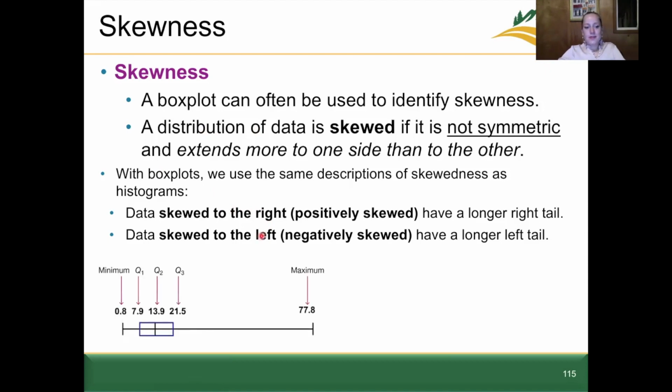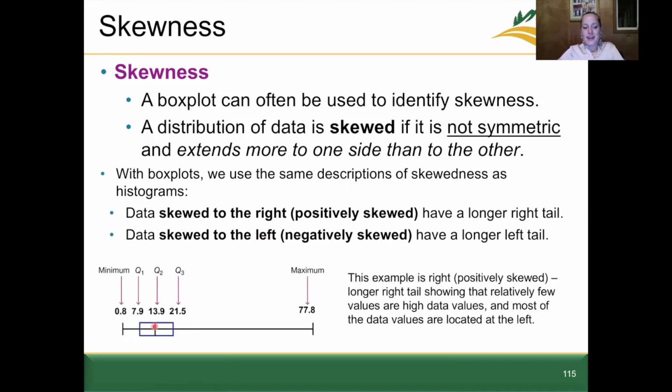Now, for example, we just made this box plot for our data. Can we identify any skewedness here? So yes, we can, right? The data is focused on the left side, so we could imagine there being sort of a tail here towards the right. Now, because this tail would be sort of to the right, then this is an example of a positively skewed set of data. It's skewed to the right, where we have a longer right tail and relatively few values are high data values, and most data values are here to the left.